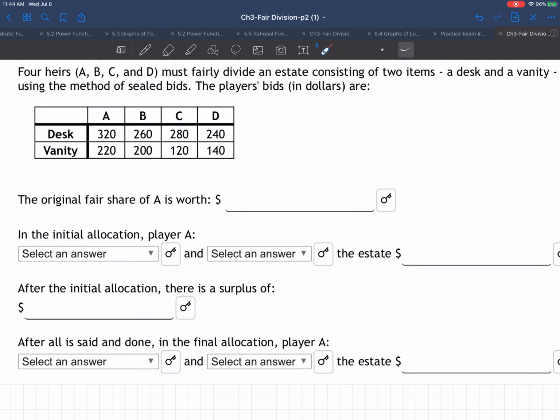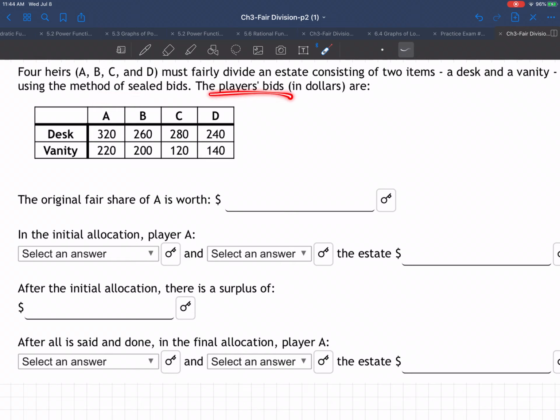Here's another example of the sealed bids method. Four heirs, A, B, C, and D, must fairly divide an estate consisting of two items, a desk and a vanity. So four people, heirs, have an inheritance, and there's a desk and a vanity. I guess that's not a great inheritance. There's just a desk and a vanity, and they're inheriting it. And they're doing the method of sealed bids.